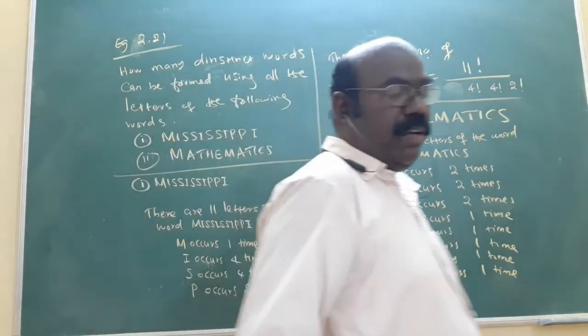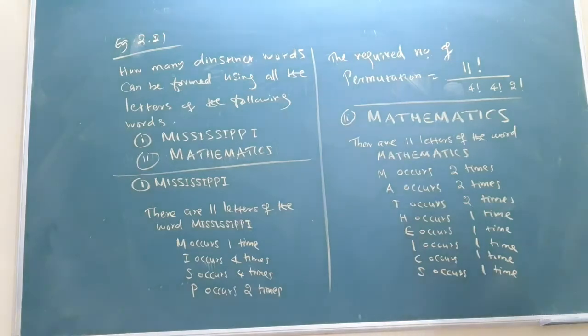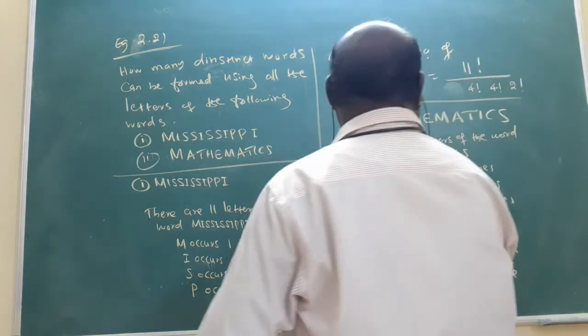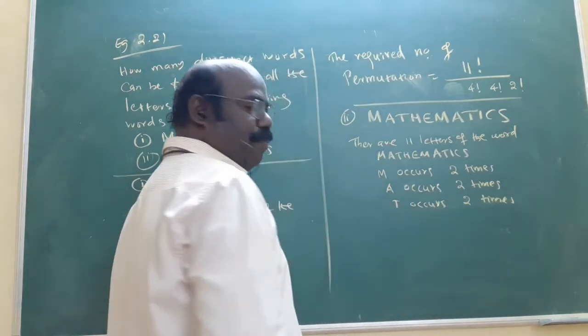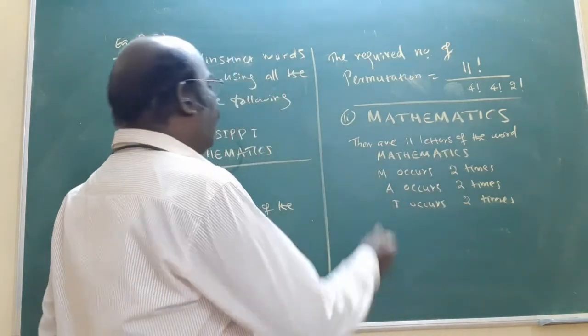Check yourself. You have 11 letters, which means total 11 letters. That's important. Now, M occurs twice, A occurs twice, T occurs twice. The remaining letters occur only 1 time. We need not write those, am I right? Because 1 factorial is 1, multiplying by 1 has no use. This is a method actually, but we need not mention it here.